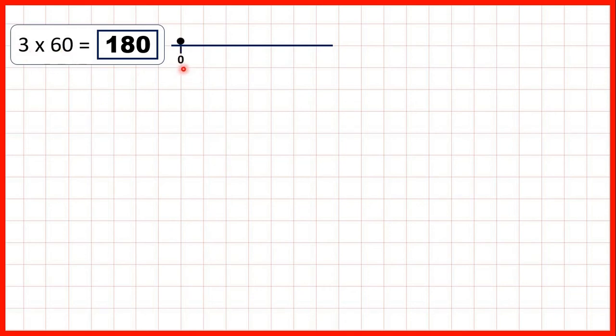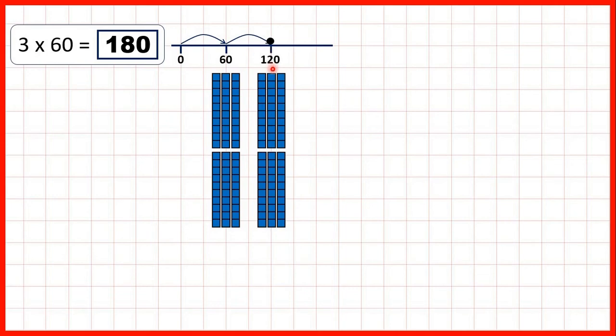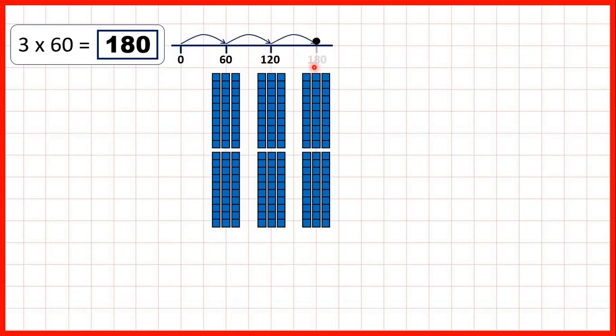So let's count on a number line in steps of 60 3 times. We have 60, 120, and then 180. So because we made 3 jumps of 60, we know that 3 times 60 is 180. And that makes sense because here you can see that we have 18 tens altogether.